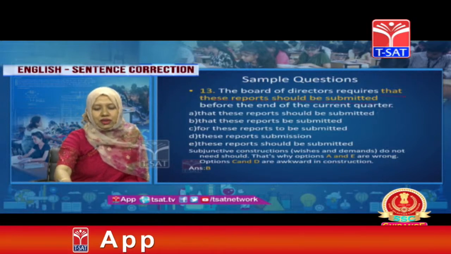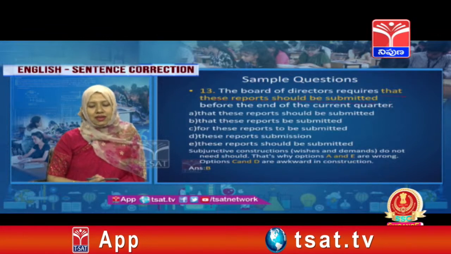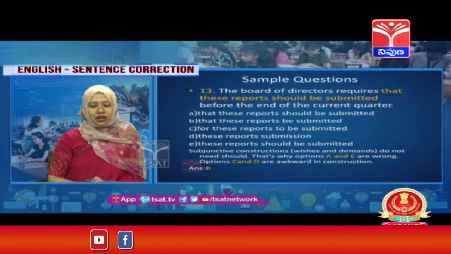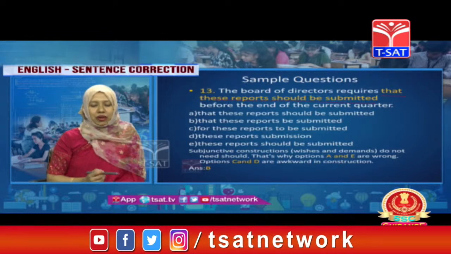A. That these reports should be submitted. B. That these reports be submitted. C. For these reports to be submitted. Option D, these reports submission. Option E, these reports should be submitted.